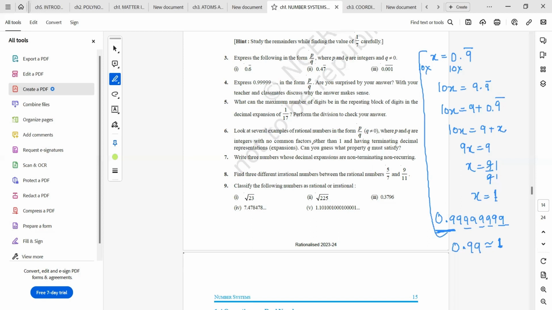Clear? Now this is like 1 over 17. Then you can calculate this. Look at several irrational numbers in the form p over q, where p and q are integers with no common factors. Right? Write 3 numbers whose decimal expansions are non-terminating and non-recurring. That means irrational numbers. Yes? You need to write down the irrational numbers. So have you done this? Yes, we have done this in the notebook as well. Okay. So you need to simply define the irrational numbers.